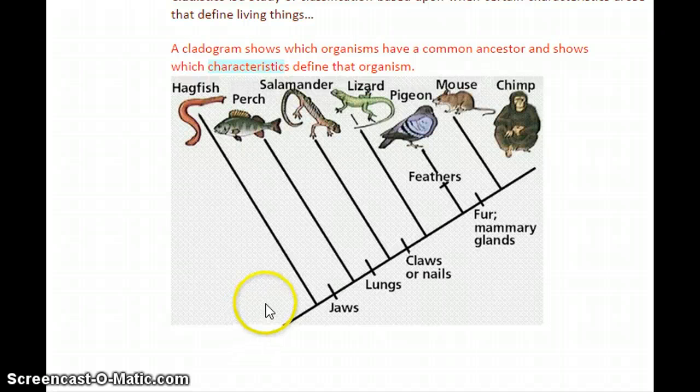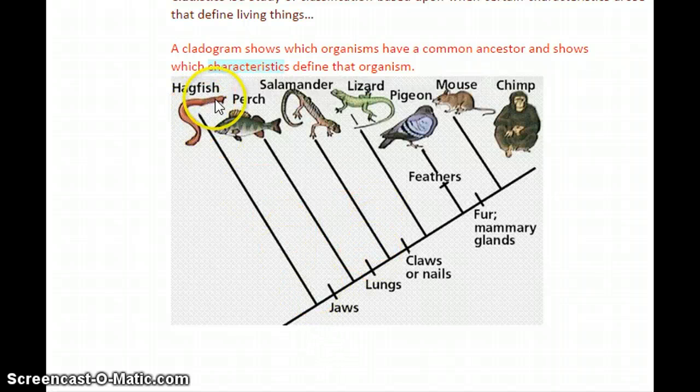It's not showing ancestry necessarily. You do see who has common ancestors, but it's not showing you an evolutionary timeline. All of these organisms exist today. They are living things today. None of them in this example here are extinct. So it's not showing you a timeline progression. It's showing you a complexity progression.